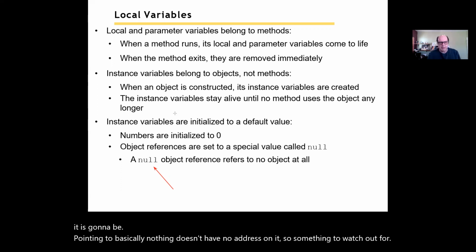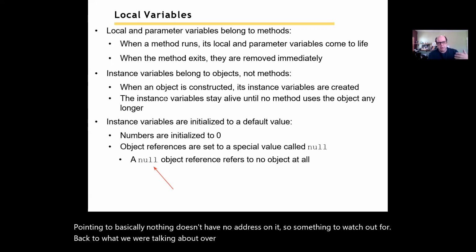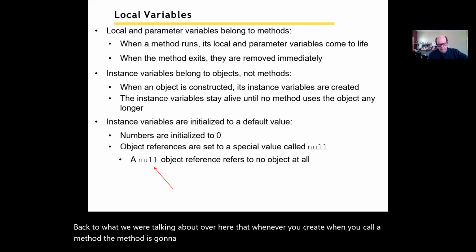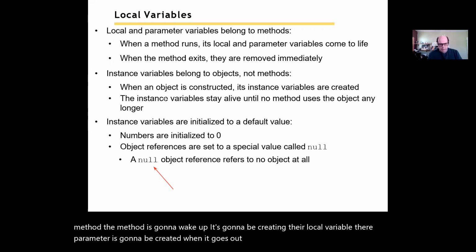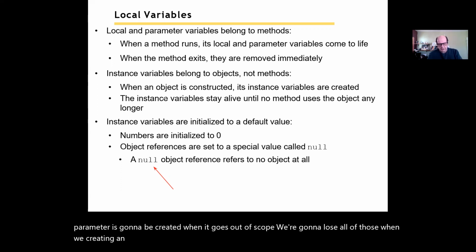Back to what we were talking about over here: whenever you call a method, the method is going to wake up. It's going to create the local variables, and the parameter is going to be created. When it goes out of scope, we're going to lose all of those. When we create an object, the instance variables are created and initialized, and those stay alive as long as the object has something to do.